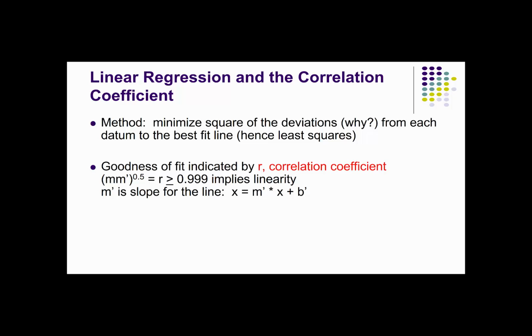Now, the correlation coefficient is the parameter that we're going to use to evaluate the goodness of our regression. And correlation coefficients greater than 0.999 are generally considered to support a linear model. And so we're going to take a look at this parameter in the next couple slides.